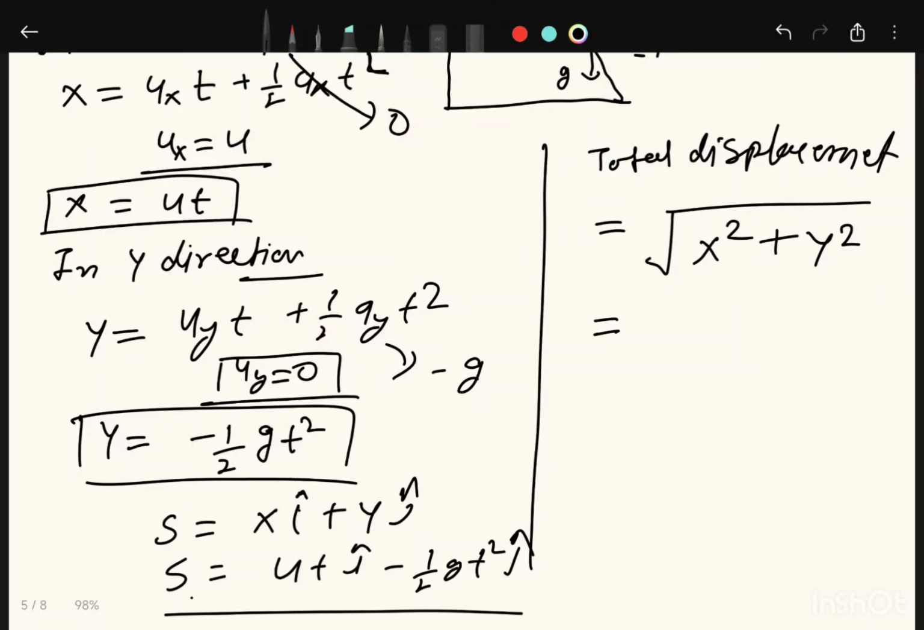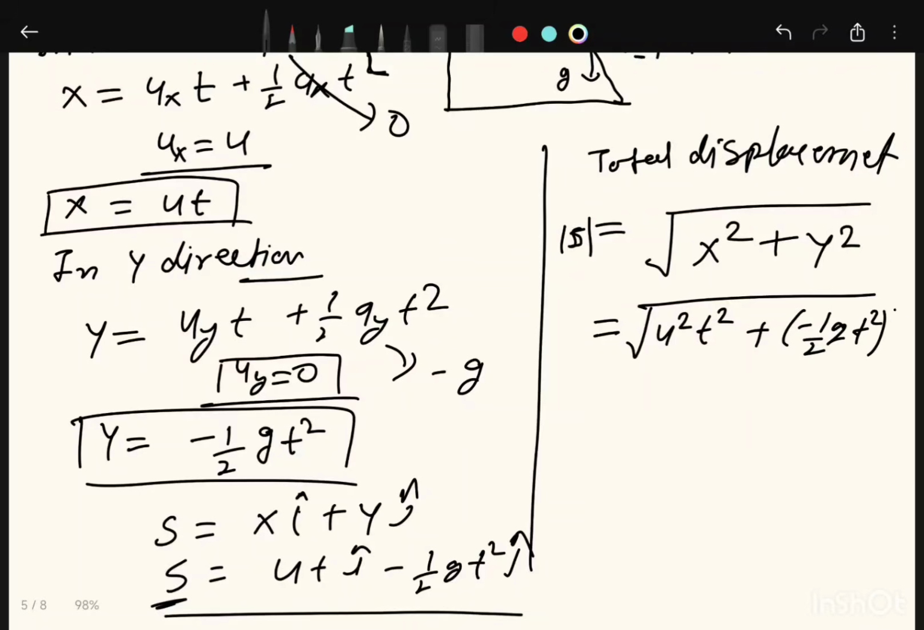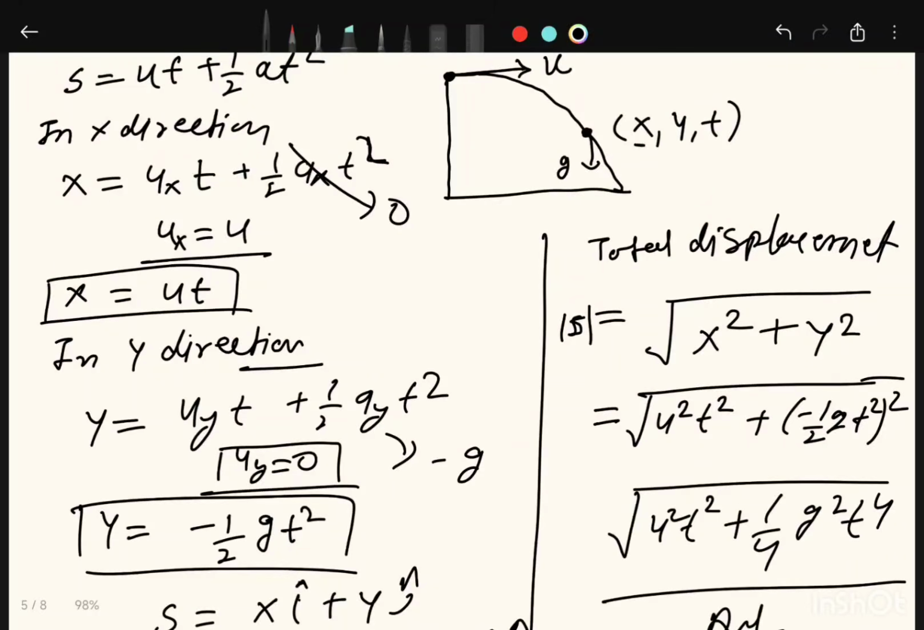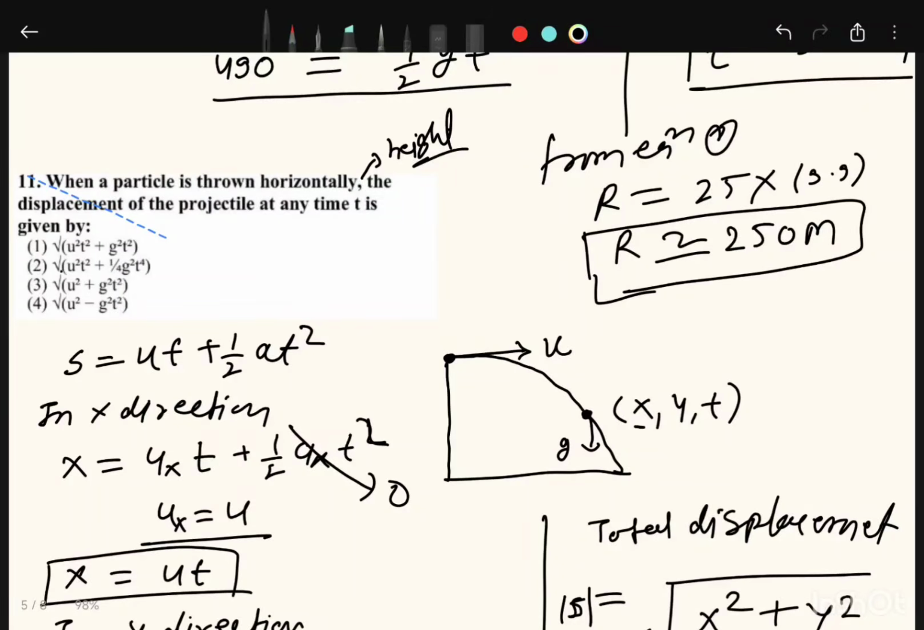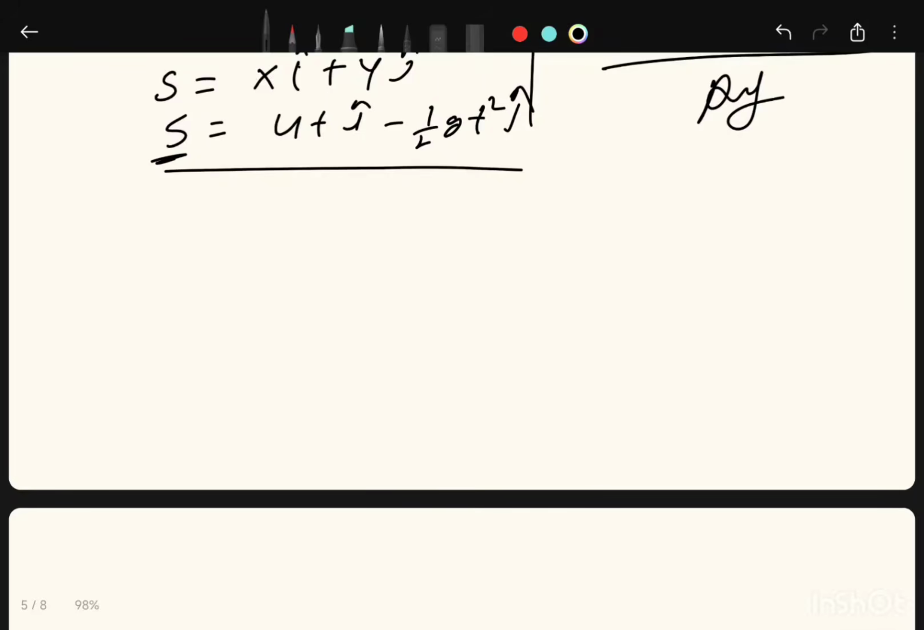When we take the magnitude of this, it will be under root x square plus y square, and x is ut, so x square will be u square t square, and the square of minus 1 by 2 g t square. So overall your displacement will become the square root of u square t square plus 1 by 4 g square t to the power 4. I hope this is clear. Let me match the option. You see option 2? That is correct, right? Let me take our next problem.